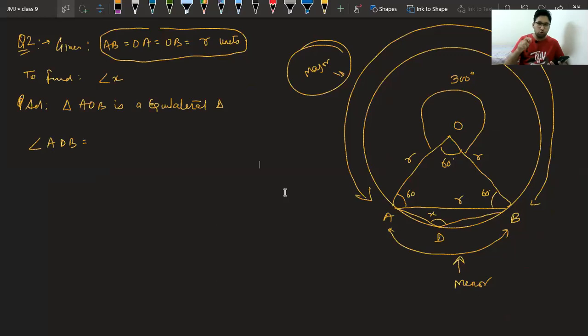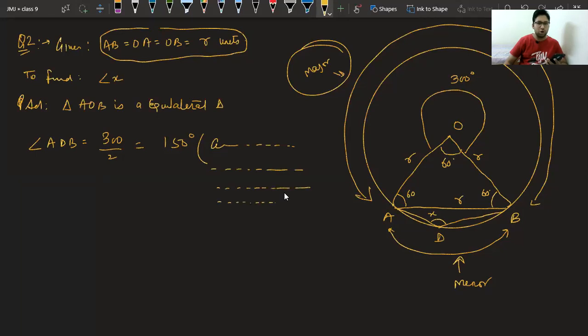So I told you to find angle ADB, we have to first find the angle subtended by the major arc, and that is 300 degrees. So we can say angle ADB is half of 300, that is 150 degrees. Reason being, the angle subtended by an arc at the center is twice the angle made by it on the remaining part of the circle. I hope you are able to understand these dots. Please don't write these dots in your copy, because a cross will be given to you. This encryption is only for me.